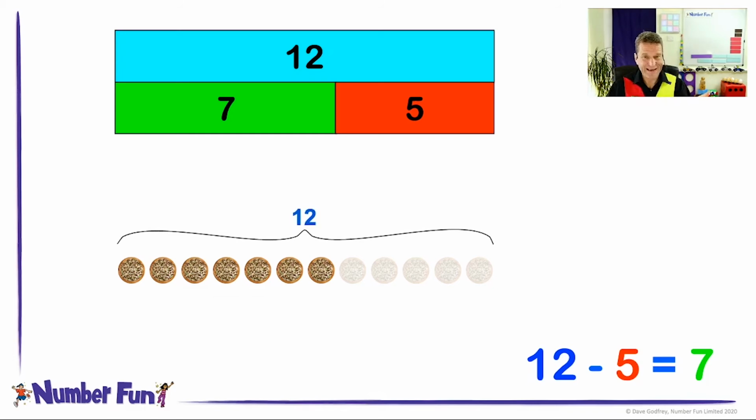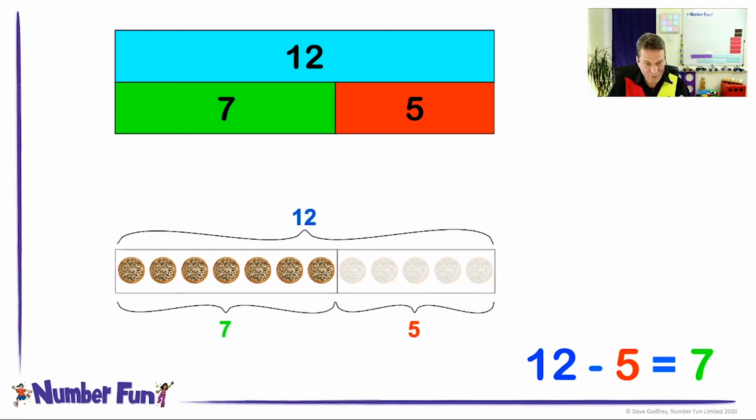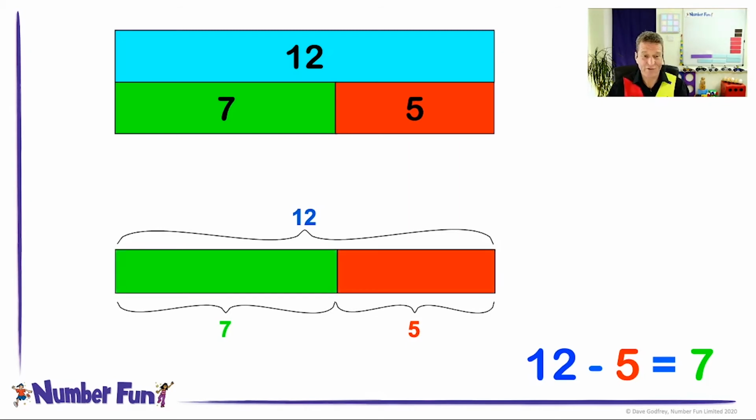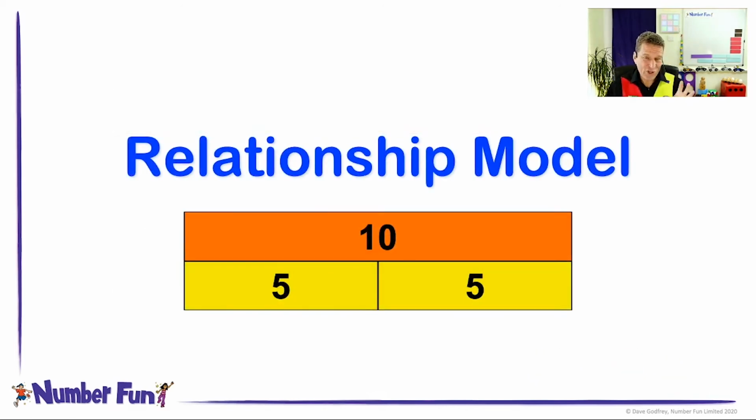I'm annotating outside the bars. I'm saying there's 12 pizzas altogether. 5 have been eaten. How many are left? And then we put it into the bars. And then we can superimpose colour on it. So this is the bar model I would draw. So the top set of bars, well, we are seeing those. In fact, I will call them the relationship model version of bar model, because they're actually showing the relationship between a set of numbers. So 10 is equivalent to 5 add 5.